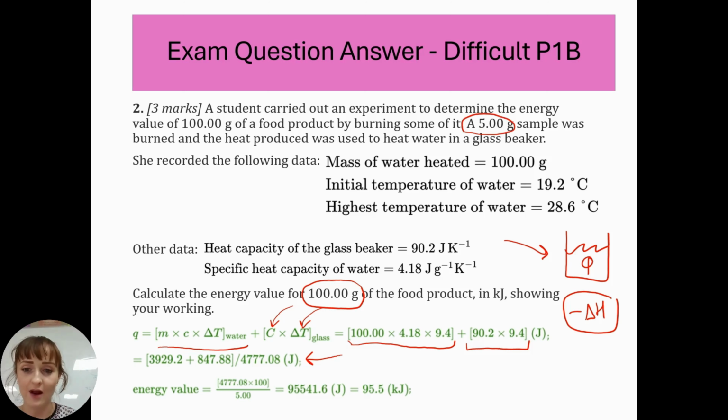And remember that it also asked you to calculate it for 100 grams of the food product, and all you burned was 5 grams. So if 5 grams produces 4,777 joules, how much would 100 grams produce? And this works out at being 95.5 kilojoules.